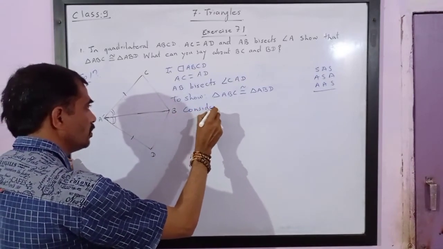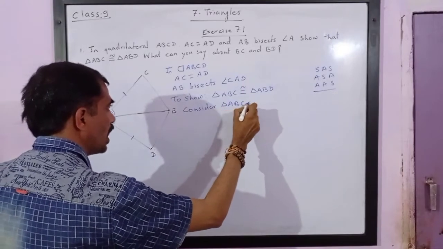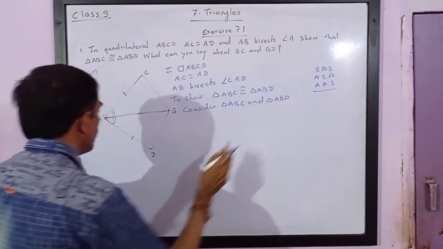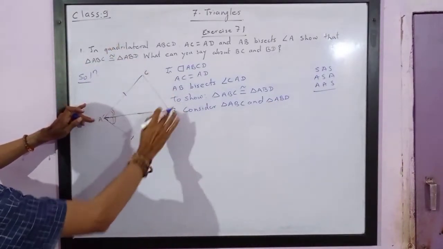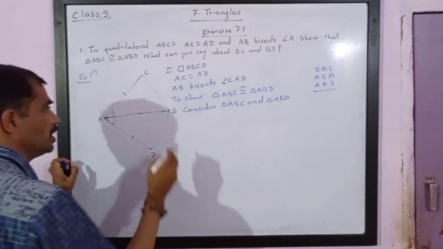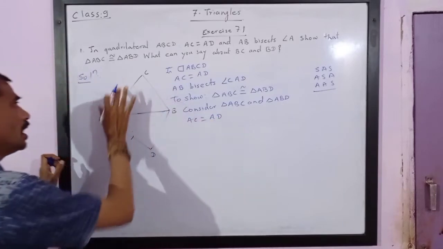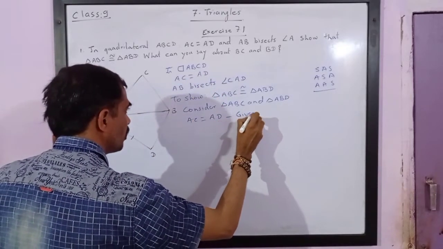Consider triangle ABC and triangle ABD. We are going to consider triangle ABC separately and ABD separately. Now in this, AC is equal to AD. Please note, AC is equal to AD. This is already given to us.